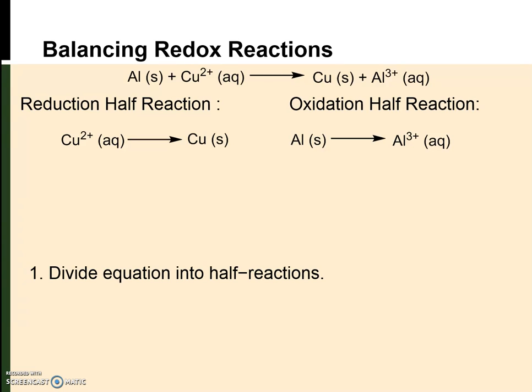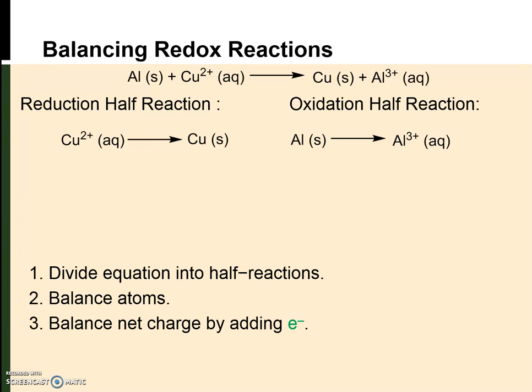Now that we have the reaction divided into half reactions, we're next going to balance the atoms. In this case, because we just have metal ions and atoms, all of the atoms are actually balanced, so we can go on to the next step. Next we want to balance the net charge by adding electrons. We want to look at each of the two equations and see what the charge is in the reactants and the products. In the reduction reaction, we're starting with copper 2+ in the reactants and neutral copper in the products. So in order to balance the charge, we would need to add 2 electrons to the reactant side so that we have neutral charge on both sides of the reaction.